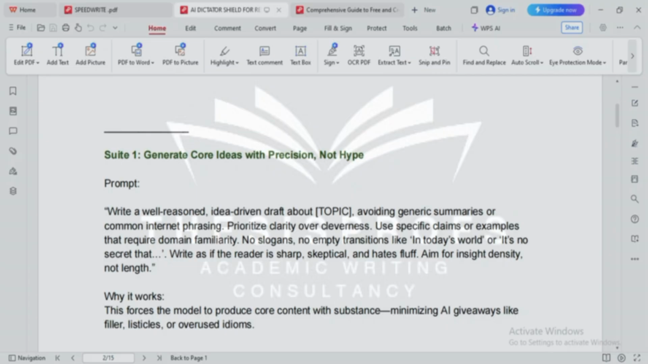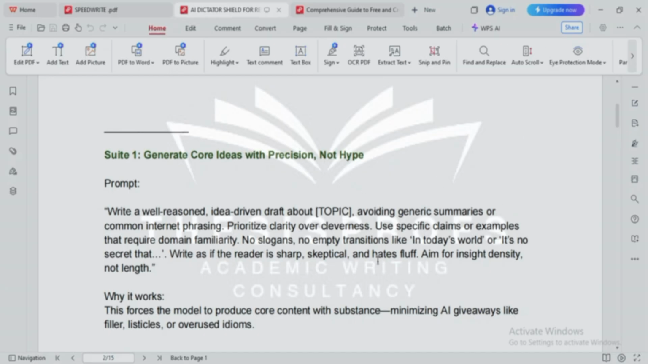Write a well-seasoned, idea-driven draft about your topic, avoiding generic summaries or common internet phrasing. Prioritize clarity over cleverness. Use specific claims or examples. This is just what you use to prime. I'm going to be showing you as we proceed.